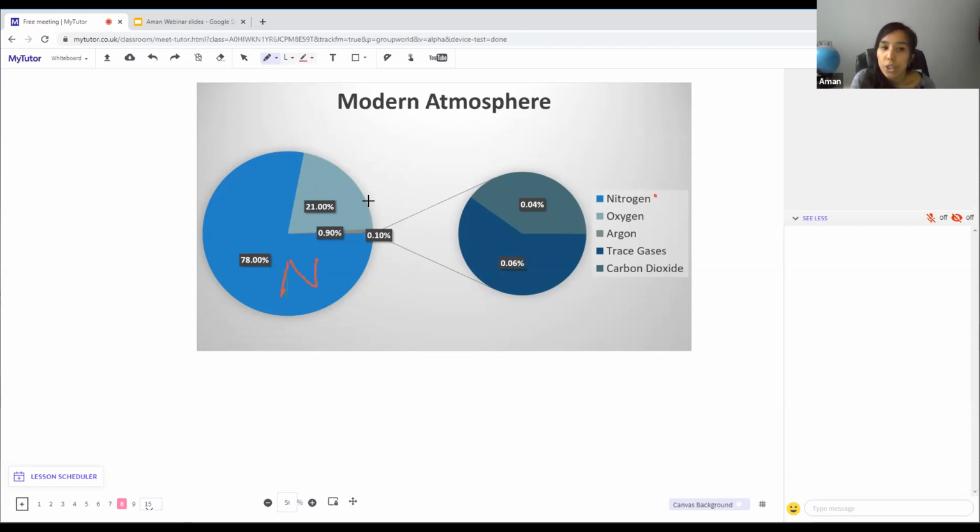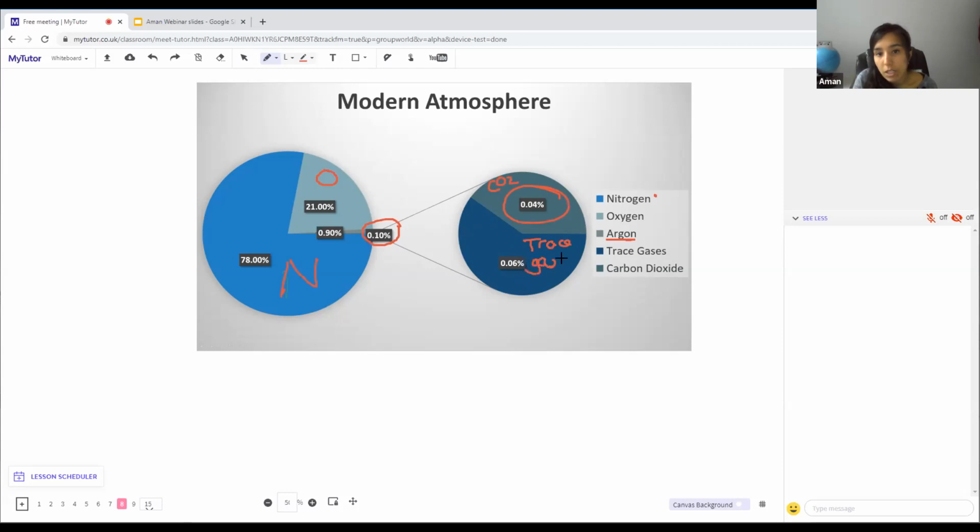21% is made up of oxygen, and the reason that that's less than nitrogen is because we obviously use up oxygen. We need it for respiration. So this is oxygen here. So 21% is made up of oxygen. And then we're left, so 78 plus 21 is 99%, so we're left with 1%. And 0.9% of that 1%, so that's 9/10 of that 1%, is made up of argon. And then 0.1%, so a very, very small percentage, is made up of carbon dioxide and trace gases. Specifically, carbon dioxide is 0.04 and the trace gases are 0.06.